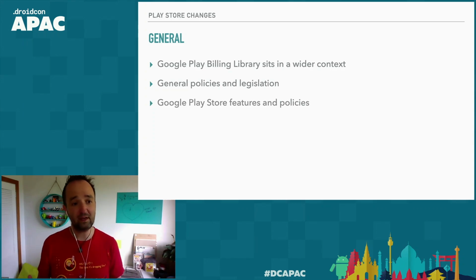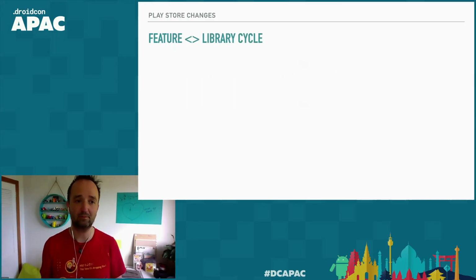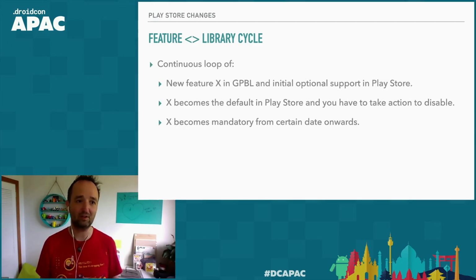The Google Play Store has also its own features and its own policies. And even within Google, without input from the outside, things might change, right? And the people responsible for the Play Store might come up with new features that they want to introduce. And that goes hand in hand with the Google Play Billing library, or sometimes not. What I find is you're stuck in an ongoing cycle between features and libraries, more or less.